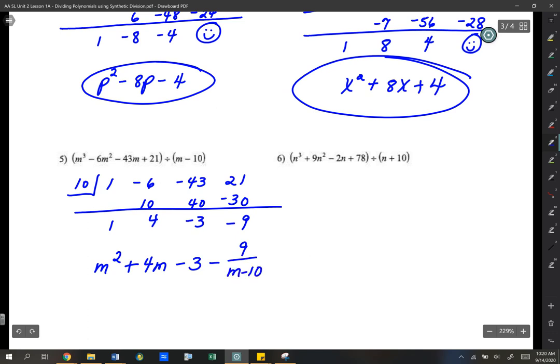Remember, our divisor was m minus 10, and since this time we do have a remainder, we need to write minus 9 divided by m minus 10, our original divisor. That's going to go here. Remainder goes here.